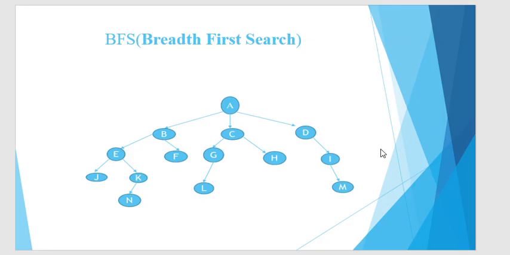After that, L and M. Is L taking us anywhere? No. Is M taking us anywhere? No. So now L and M are removed respectively. What is remaining? N is left. So it moves in this way, level by level only. That means instead of going deep, it moves level by level.